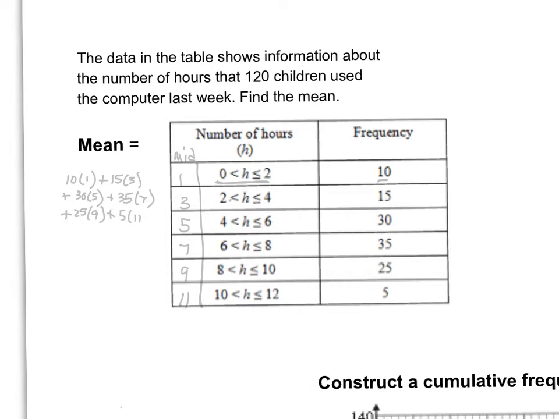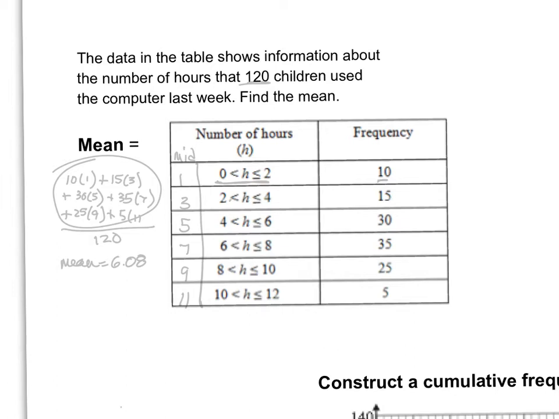So I have what would normally be in the numerator. I still have to divide by the number of children I have. So I'm going to take this sum here, add it up, and divide by 120 because that's how many values I have. So when I calculate that, I end up with 6.08 as my mean. And that's how you calculate a mean when you have grouped data, like we do here.